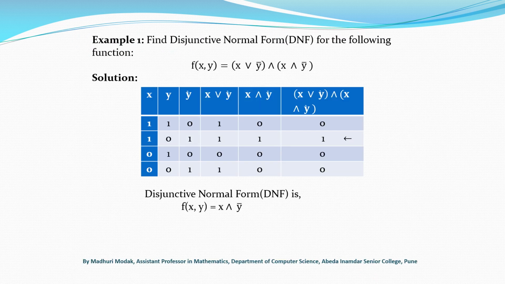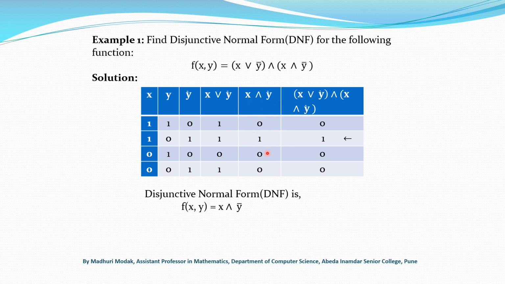Now see this example. Find disjunctive normal form DNF for the following function. Now this is the function which contains two variables. So we prepare the table representing values of this function. As there are two variables x and y, there will be four rows in the table. And we consider columns according to the right side, that is x, y, y bar, x join y bar, x meet y bar, and then x join y bar meet x meet y bar.